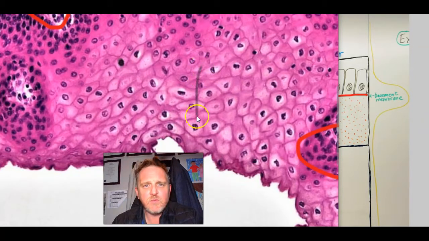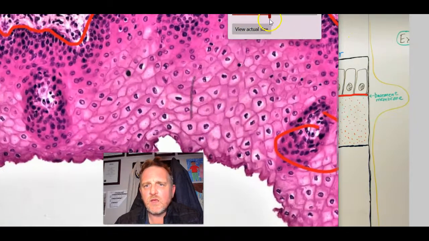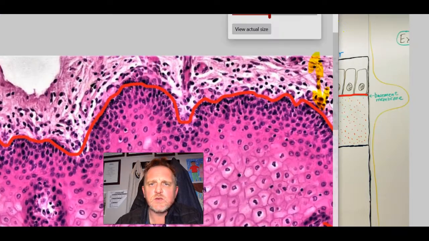I'm just wondering if I can move this. No, that's just the pencil. So, not much going on there. If I zoom in, I can move the slide here. We can look at some of the connective tissue cells.